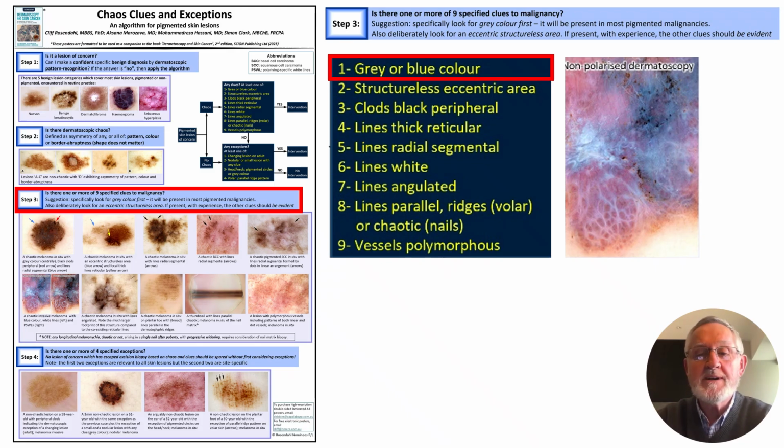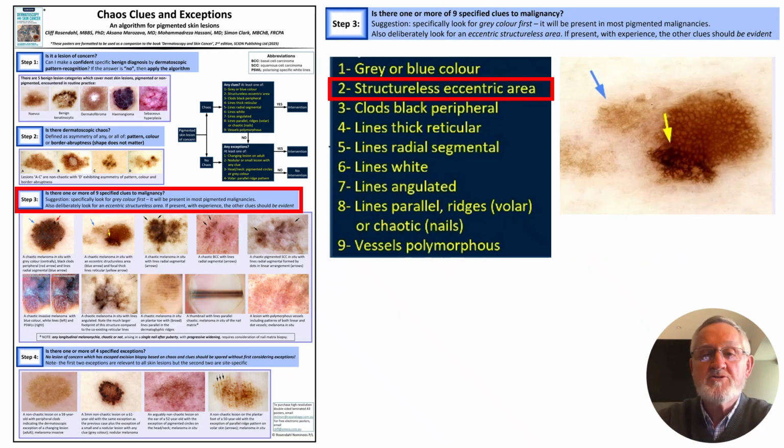You should always consciously look for grey colour in any pigmented skin lesion of concern, because grey is the most sensitive clue and is present in most pigmented skin malignancies. In this case, the lesion shown on the right has a very blue, evident blue colour. It's an invasive melanoma, and the blue is due to melanin in the deep dermis.